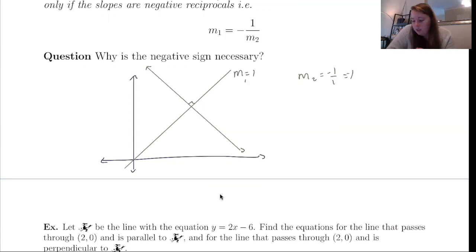And also you can see that if one line is increasing, the other one has to be decreasing. And that's what makes that perfect 90 degrees. So that's why that negative sign also needs to be there. Okay.